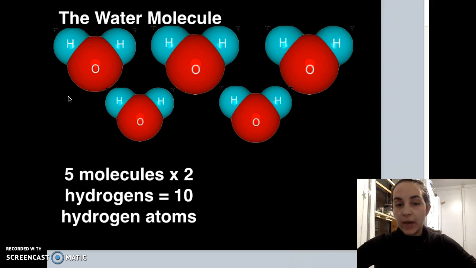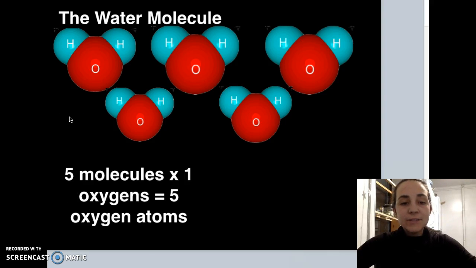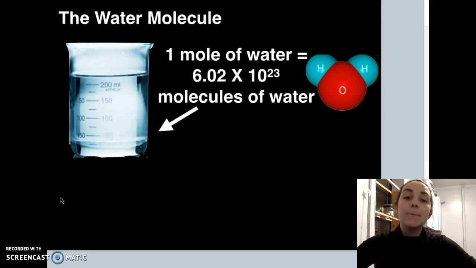We can count on the screen that if I had 5 molecules of water, I would also need to have 2 hydrogens for each one, which would give me 10 hydrogen atoms total for all 5 of these molecules. For oxygens, I only need 1 for each molecule, so 5 molecules of water means I need 5 oxygen atoms. Now we're looking at this on a really small scale when we think about 5 molecules, but we could also think about having a mole of atoms or a mole of this molecule.